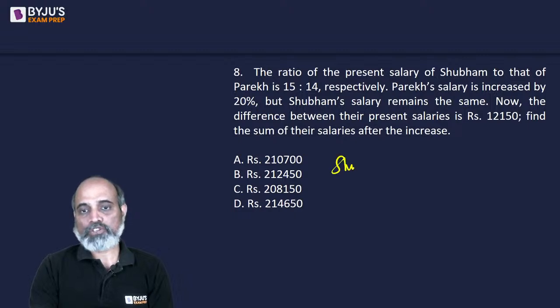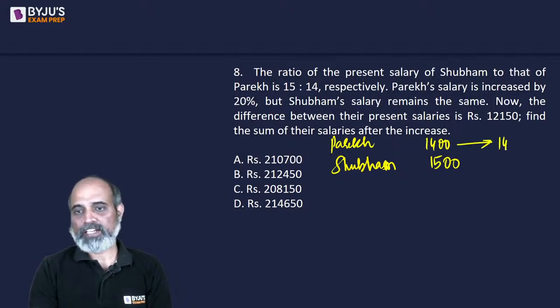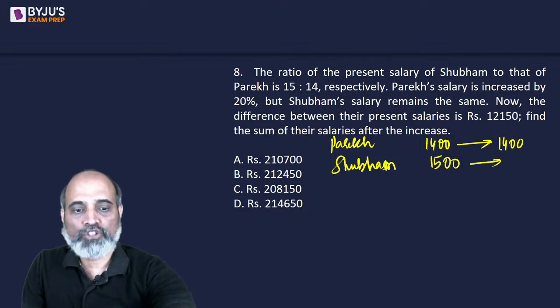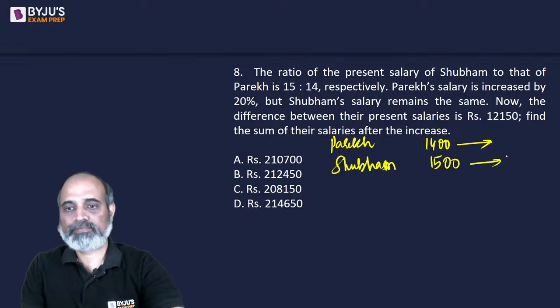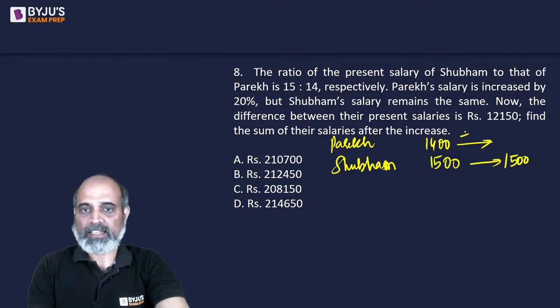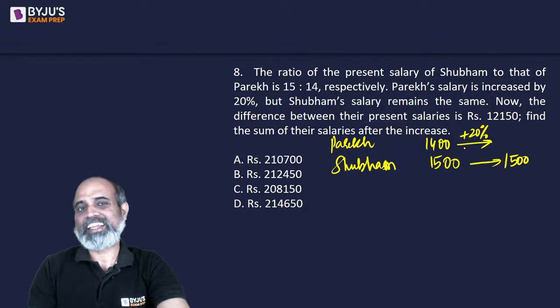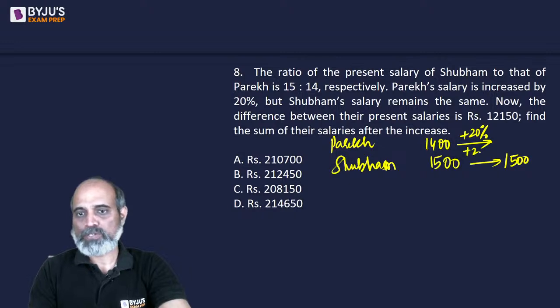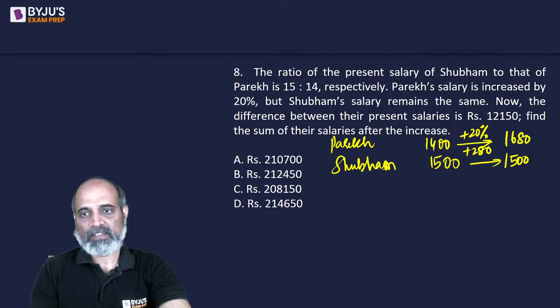So we will assume that Shubham's salary was 1500 and Parekh's salary is 1400. It is given that Shubham's salary remained the same, but Parekh's salary increased by 20%. So 20% of 1400, 10% will be 140, 20% will be 280. So 1400 plus 280 is 1680, right?